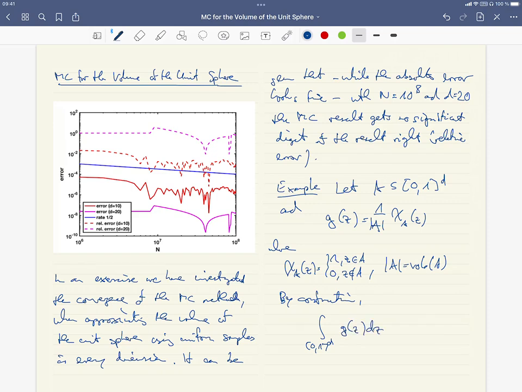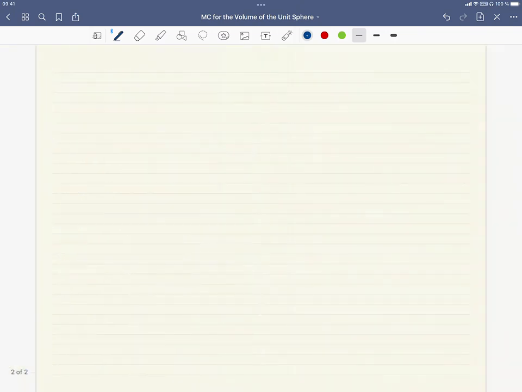Or the absolute error is the relative error. Yeah, that's why I constructed it like this. That's why I divided by the volume. It's the characteristic function, but in such a way that it integrates to 1. And let me write down this phrase so that absolute and relative error are the same.